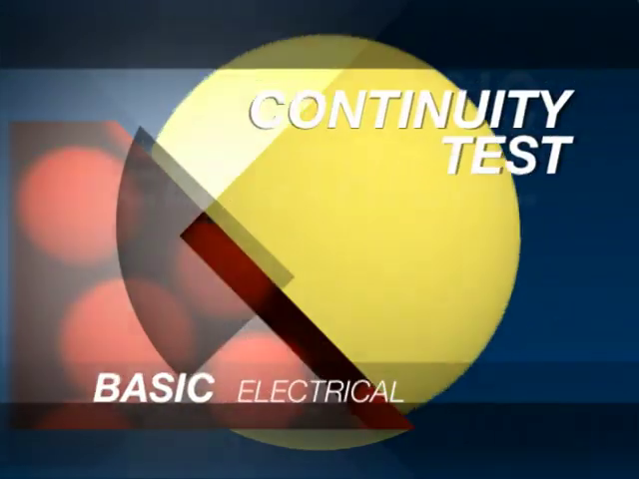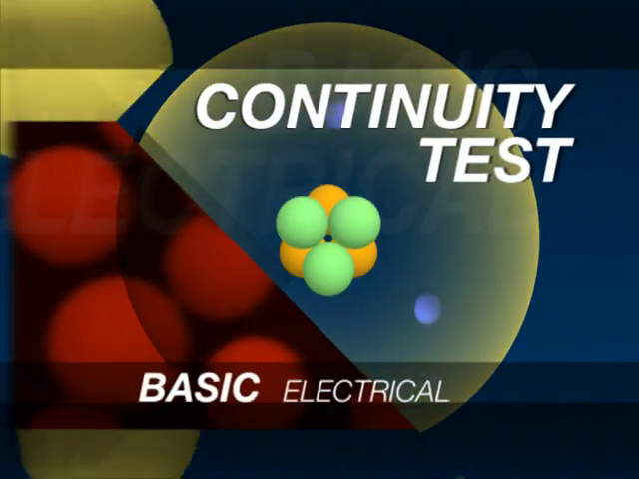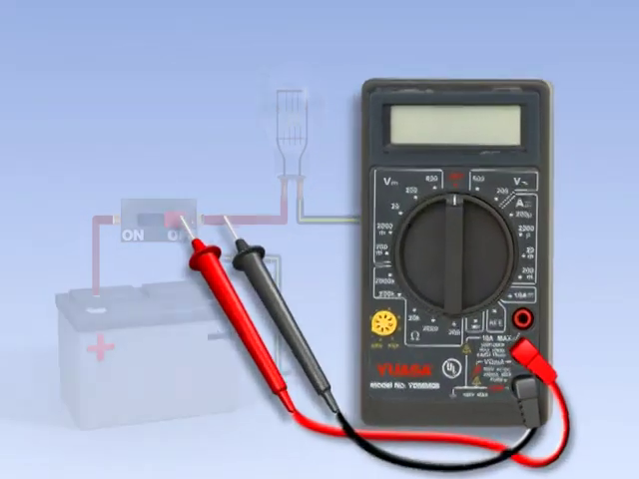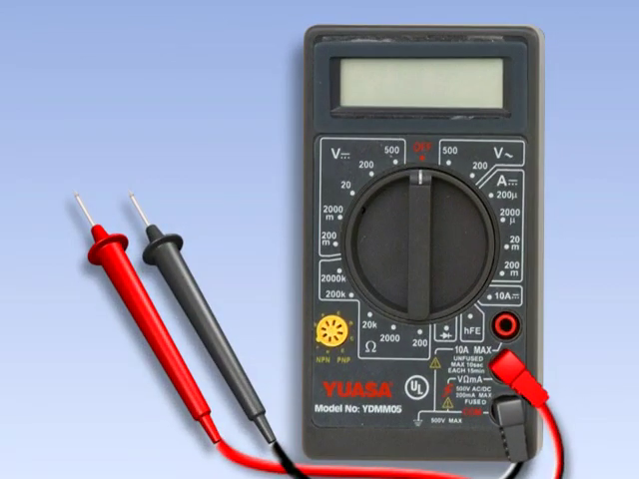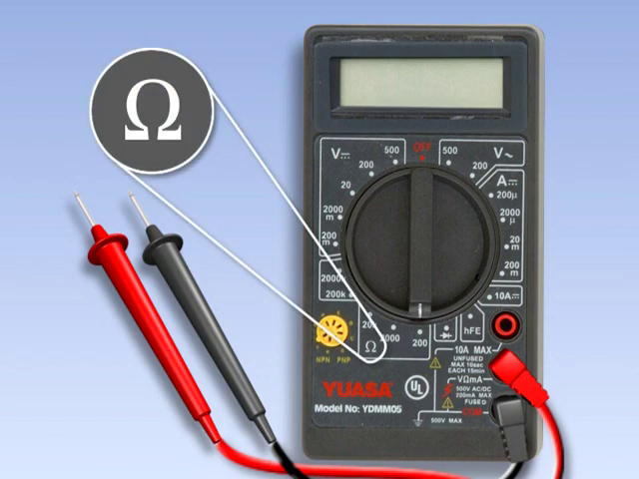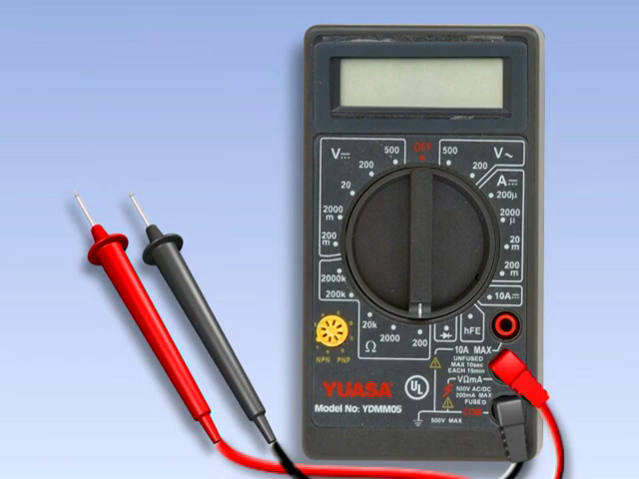A continuity test is used to check the continuity of a wire. To perform the test, turn the selection switch on the multimeter to the ohms setting. Either the word ohms or its symbol will mark the ohms setting. Choose a range around 200.